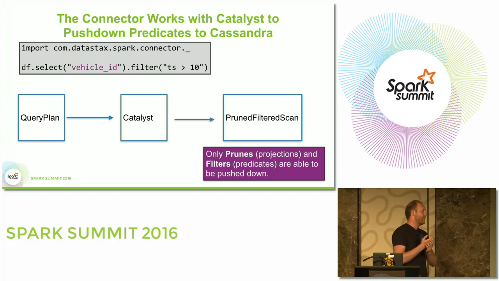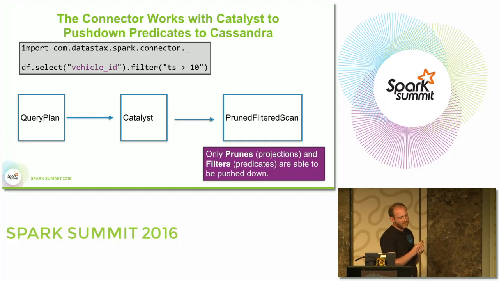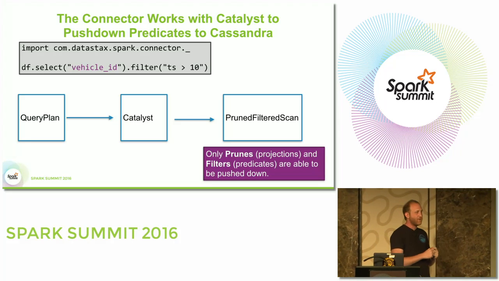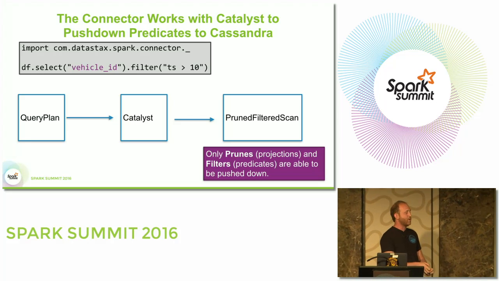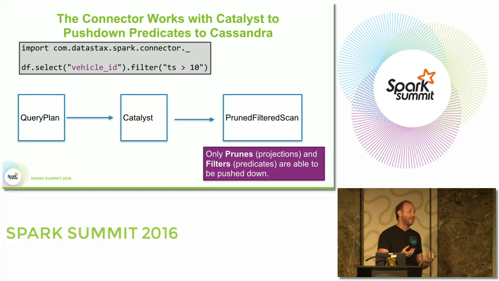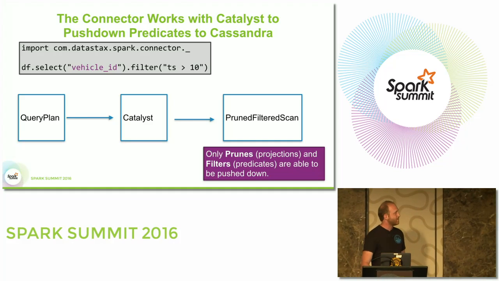The one thing to note about this is that currently the data source only implements what's called pruned filtered scan. And pruned filtered scan, as it says, really only lets you do two things. It lets you prune and it lets you filter. If we get projections, which basically means we only want certain columns, we can do that. And if you have a predicate that we can possibly push down, we can do that. But if there's something like a join or a repartition, that isn't exposed to the data source right now. That's something we're looking at trying to fix later, but currently it can't be optimized away.